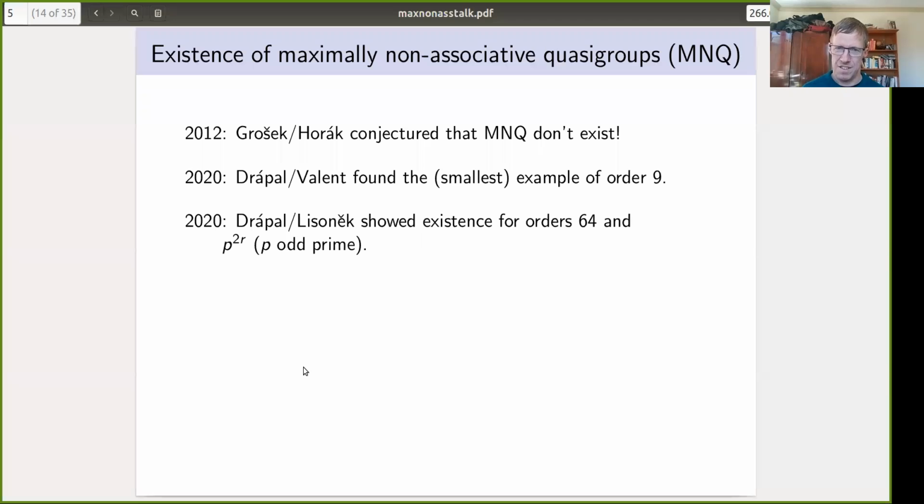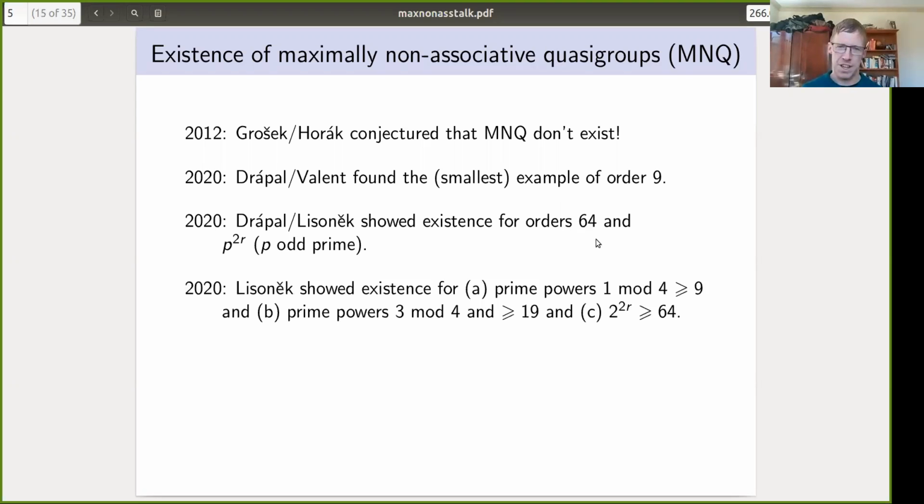And in fact, that's the only example of order 10 or less. But then Alice teamed up with Peter Lisnik and found a construction for these quasi-groups, an infinite family of them for odd primes to an even power, as well as one example of even order. And Peter Lisnik then went and generalized that and found examples for all sufficiently large odd prime powers, and half of the even prime powers.